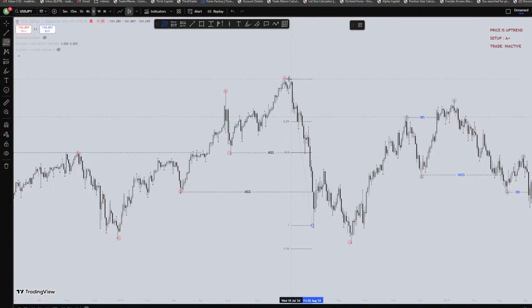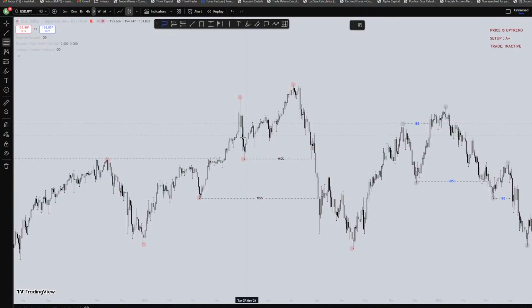You can see if we measure, 50% is not close to 0.5%. That's why I don't take this as a valid point. It might be an internal as price was coming down. So if you measure this as well, price just broke all the way through.